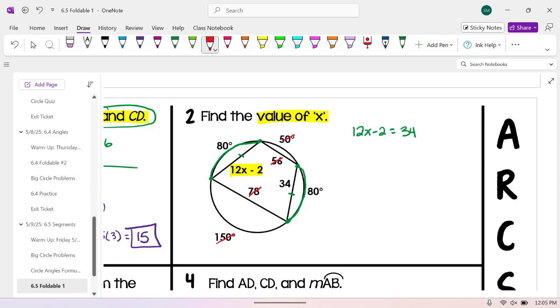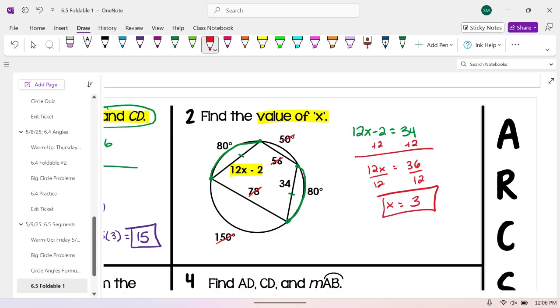So if I solve this, I would add 2 to both sides. 12x is equal to 36. Divide by 12. X is equal to what? 3. And since it told us to just solve for x, that's all we have to do.